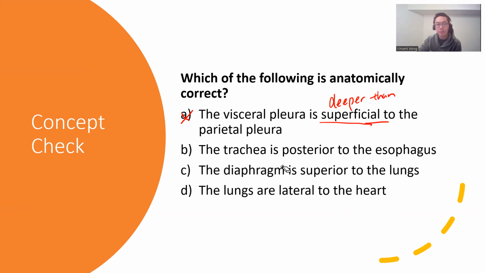The trachea is posterior to the esophagus. Nope. The trachea is anterior. It's in front of your esophagus. The diaphragm is superior to the lungs. Also, nope. It is inferior. It's below, right? The lungs are lateral to the heart. It's on the sides, right? The heart is in the middle. So that's the correct one.